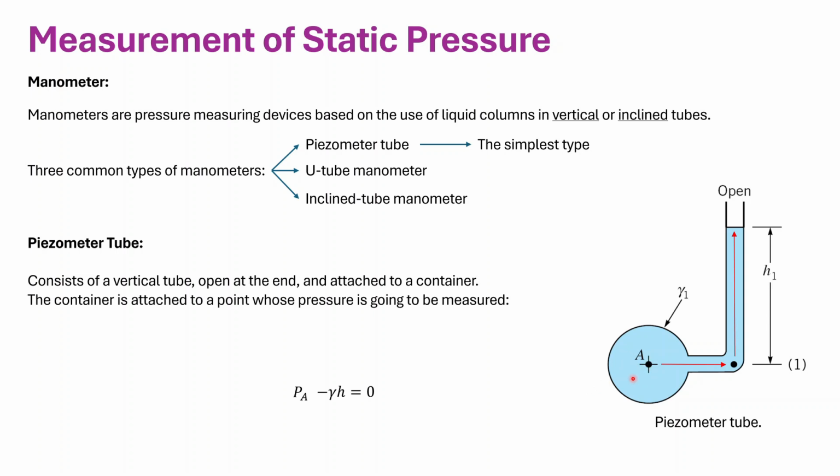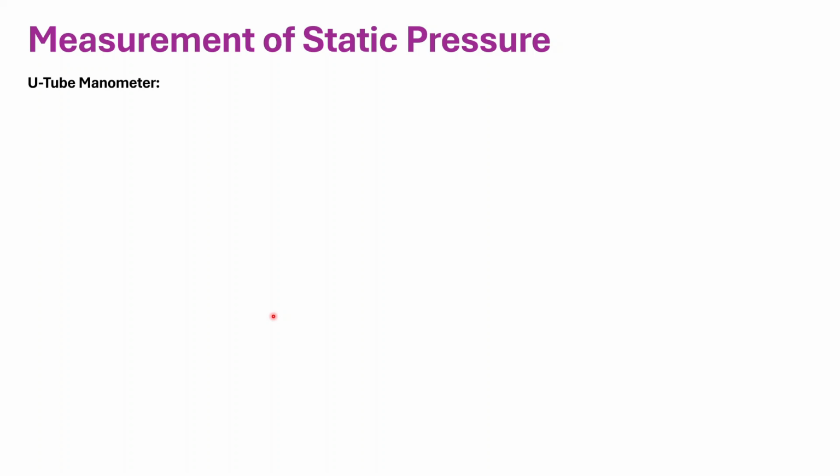So PA, which is the pressure at this point, equals the pressure at this point, minus gamma H, which is the pressure produced by this column of water or liquid, equals zero, because it's open to the atmosphere. And what we have here is gauge pressure. Therefore, PA equals basically gamma H. This is regardless of where A is on this line. On this line, pressure is the same.